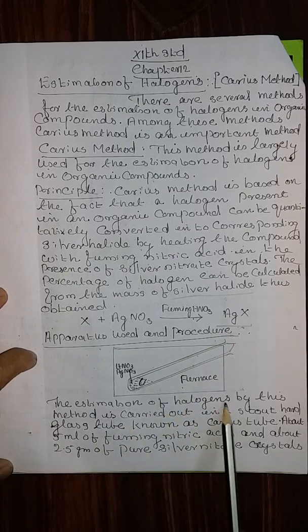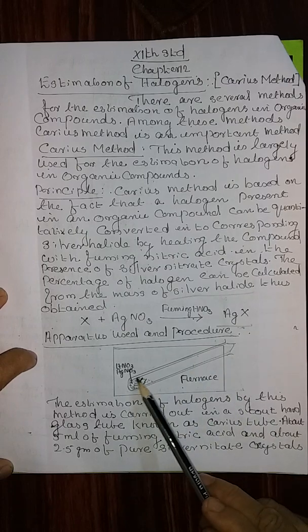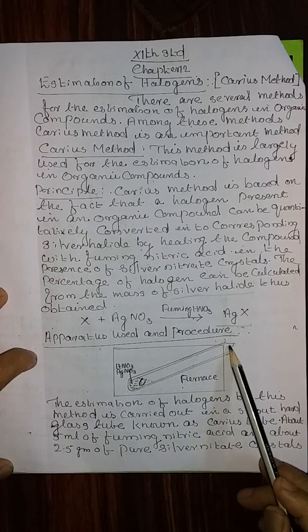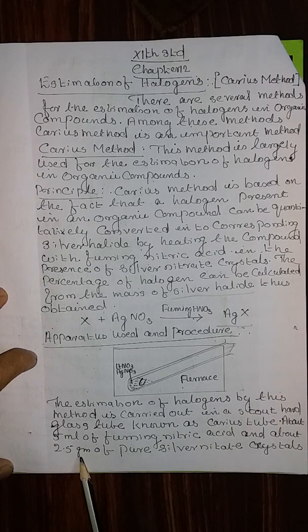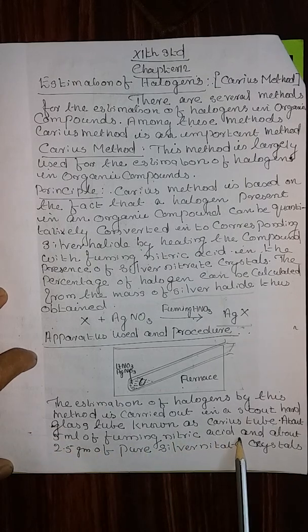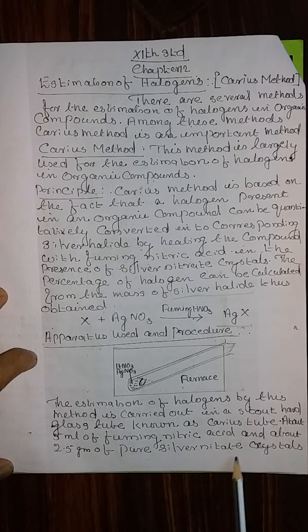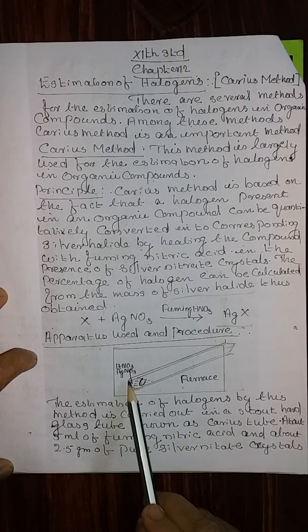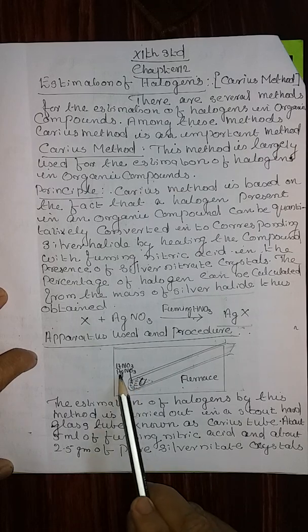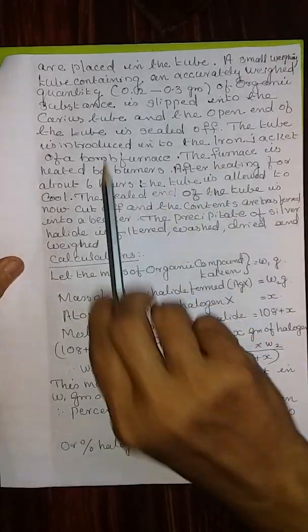The estimation of halogens by this method is carried out in a stout hard glass tube known as Carius tube. That is the tube shown inside. This is the Carius tube. About 5 ml of fuming nitric acid and about 2.5 grams of pure silver nitrate crystals are placed in the tube.